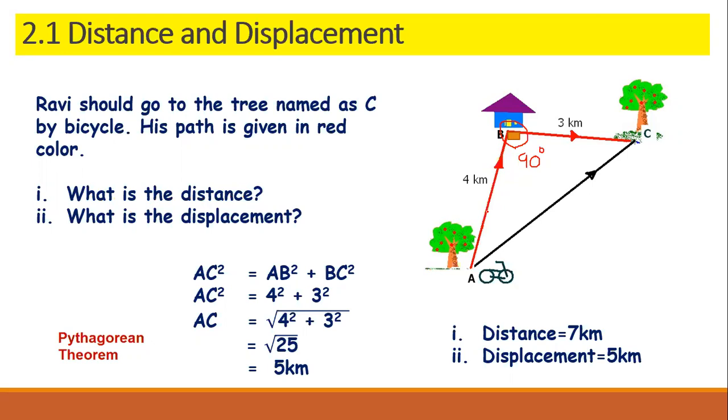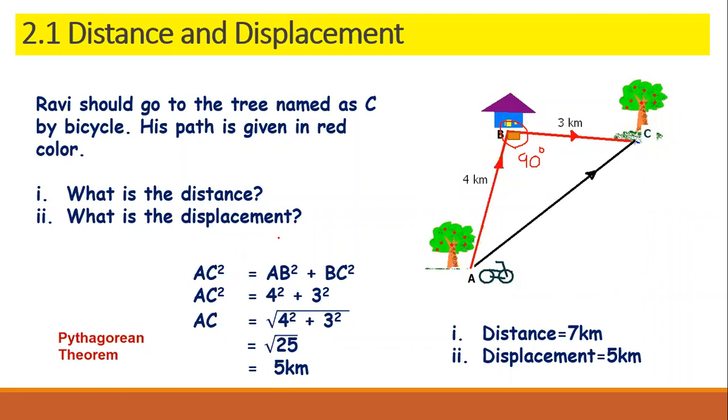Can you tell me? One of you or both of you? At first, how to find the distance? You should add 4 kilometers and 3 kilometers. Yeah, we have to add 4 and 3 kilometers, so it gives us the distance. It is 7 kilometers. And then they asked, what is the displacement?